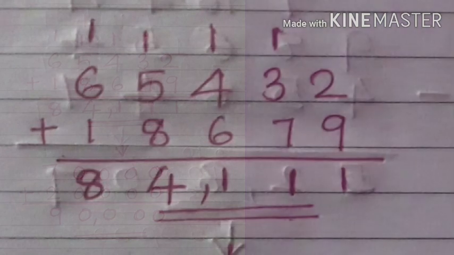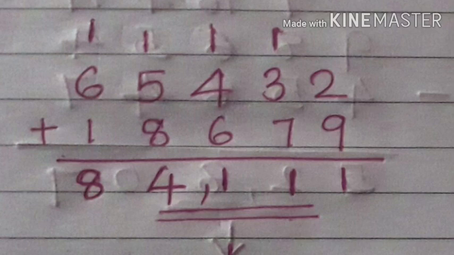Next problem, add 65,432 and 18,679. Here we add the numbers, we get 84,111. Rounding off the numbers, 65,432 and 18,679.